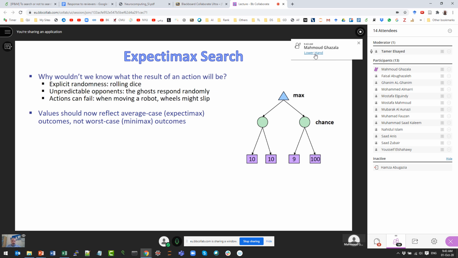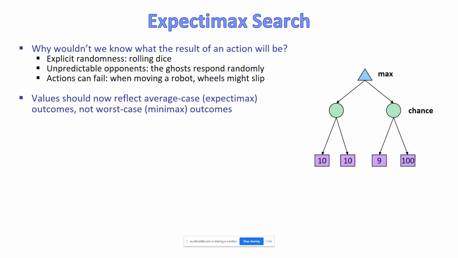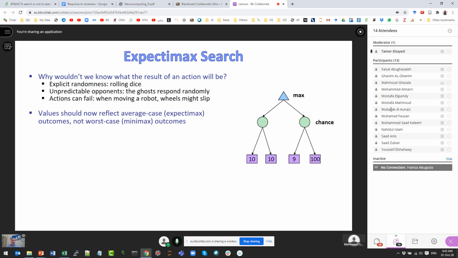Questions? Mahmoud, where is Abdurrahman? Abdurrahman is not here today. What do you mean by we are now optimal? Our agent? Yes, the agent is max. Yes. The agent is optimal. Yes. Okay. Any other questions?